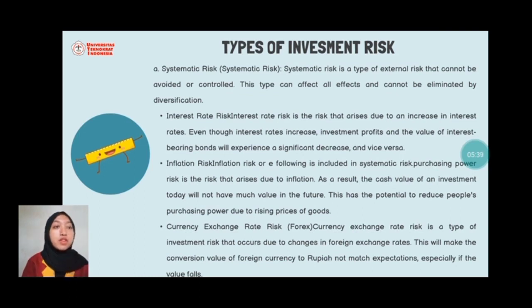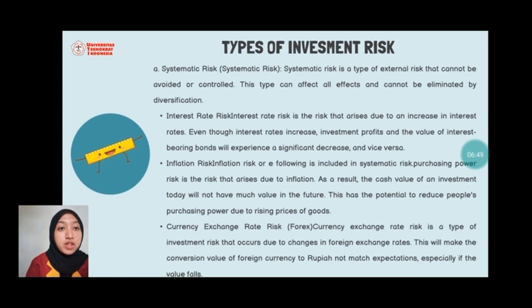Next point, types of investment risk. A. Systemic risk, or systematic risk. Systematic risk is a type of external risk that cannot be controlled. This type can affect all securities and cannot be eliminated by diversification. Interest rate risk is the risk that arises due to an increase in interest rates. When interest rates increase, the investment yield and the value of interest-bearing bonds will experience a significant decrease, and vice versa.